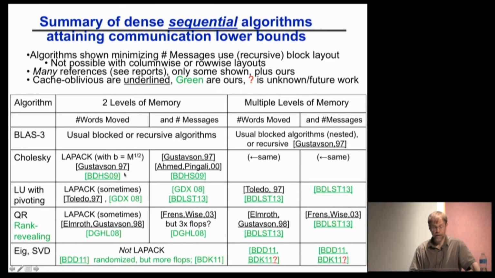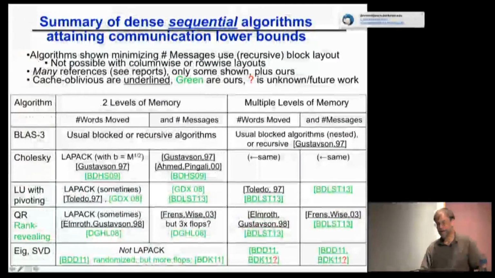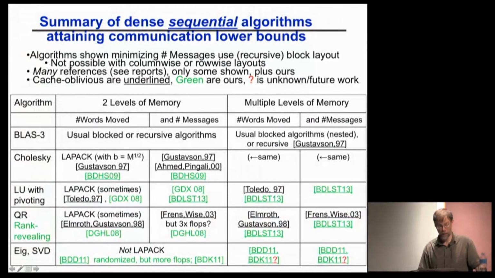And various other people have figured out how to do that, and they all work for multiple levels of memory. LU with pivoting, I told you about. LAPACK does it sometimes if the matrix is really enormous or really tiny, but it doesn't do it in the general case. Toledo '97, that was the divide and conquer algorithm, split the matrix into left and right.